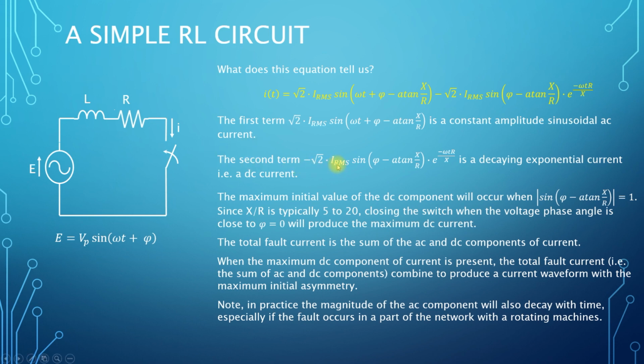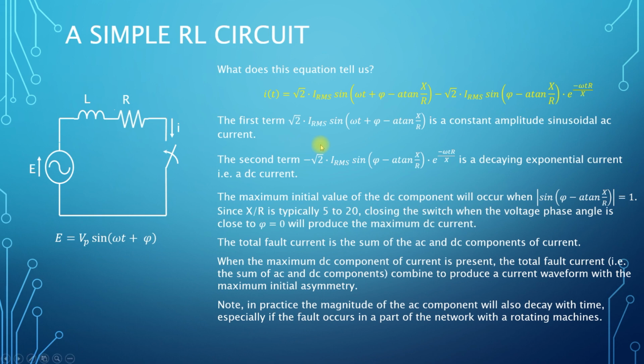The second term is actually a decaying exponential. We can see we have a sine term here, but there's no omega t. So this is a constant times another constant times a decaying exponential. Now if we look at the exponent, if we divide top and bottom of the exponent by omega, then we see that this exponential decay is actually an R over L term. So the DC current decays with the R over L time constant of this branch.